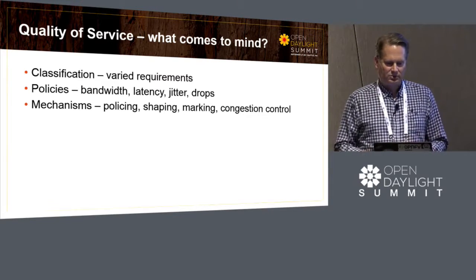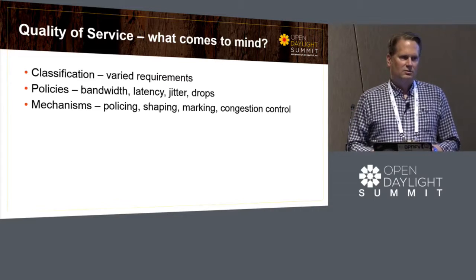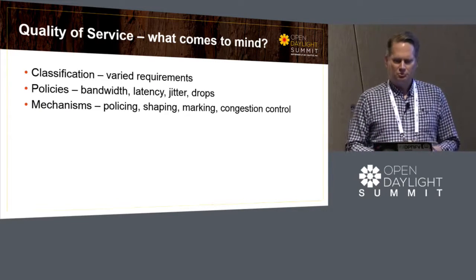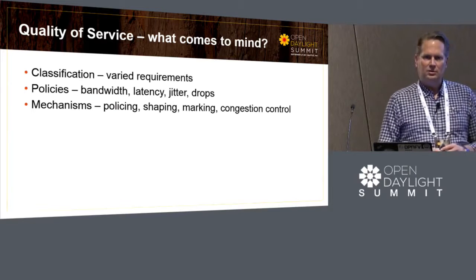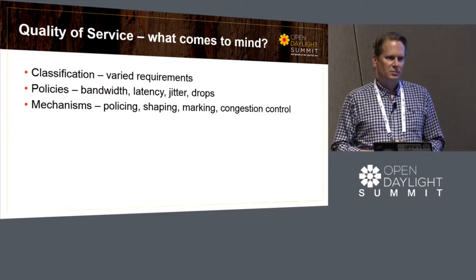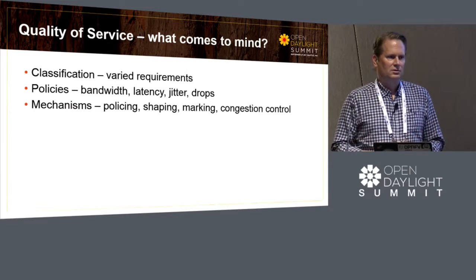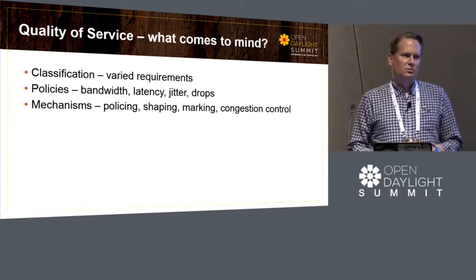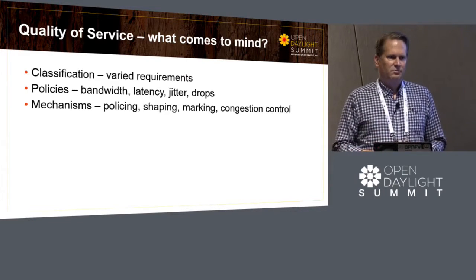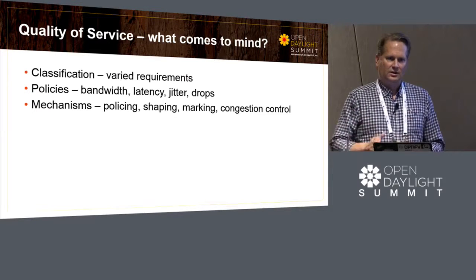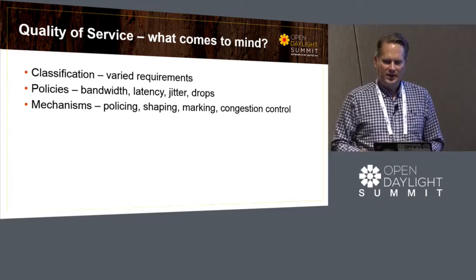And then some of the mechanisms. Policing: you prevent a flow from using more than its allowed amount of bandwidth, for example. Or shaping: you want to spread out the traffic and keep it flowing smoothly and not coming in bursty lumps. Marking: across the network you may want certain types of quality of service, with those packets marked so they can be handled consistently as they traverse through.